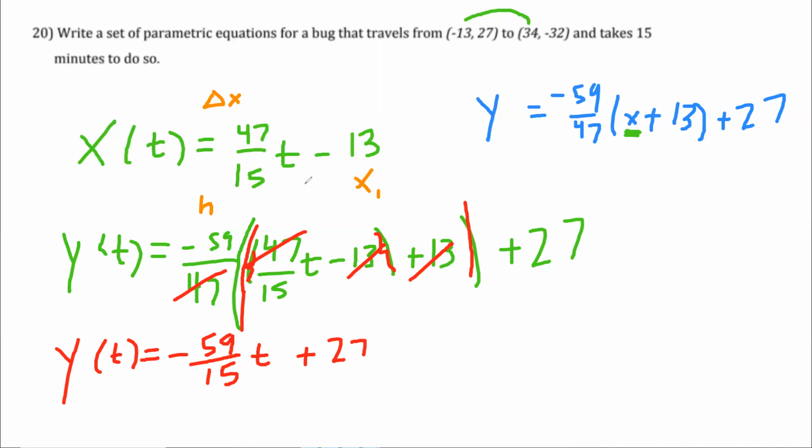And it's in that same form as x, where when you're writing a line segment from one point to the other, you're going to do the change in y from one point to the other. So if we look from 27 to negative 32, that's going down by 59. This is h, that's the length of time it takes, 15 minutes. So we're starting at t equals 0 to t equals 15, and this is your starting point.